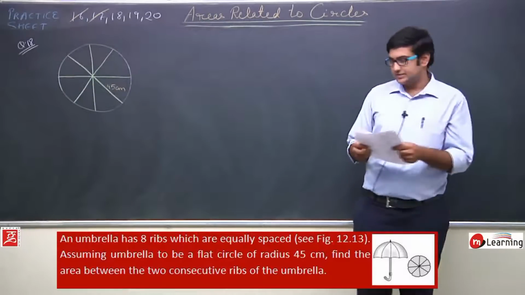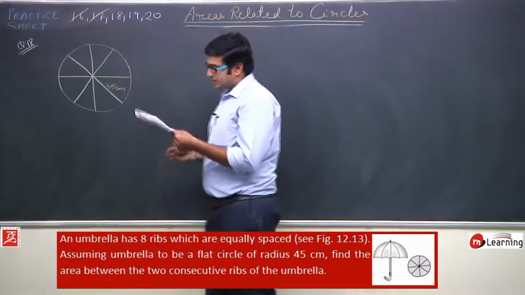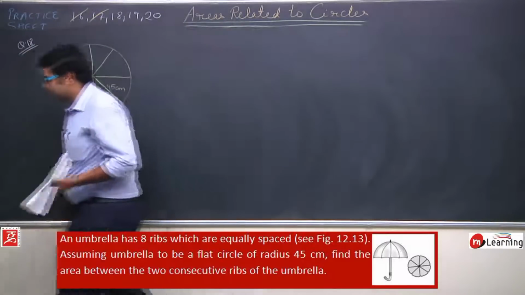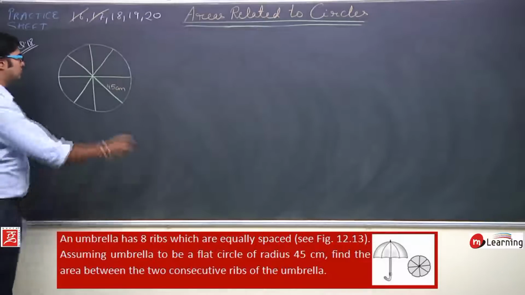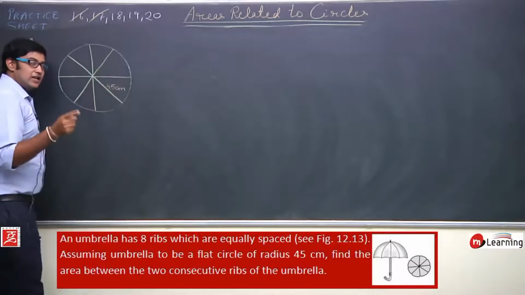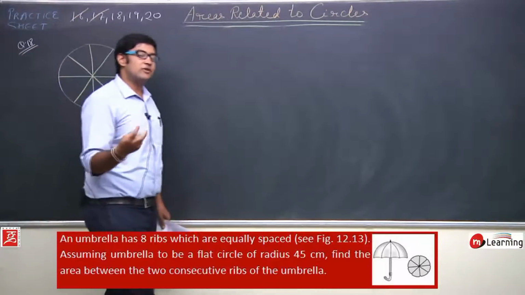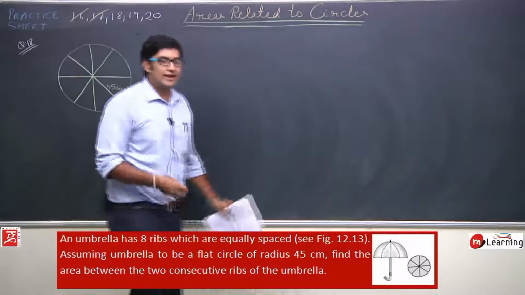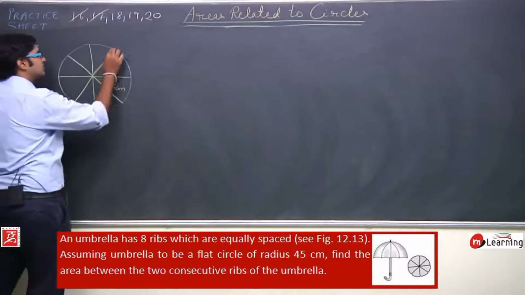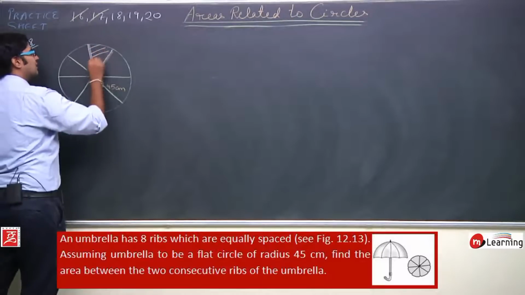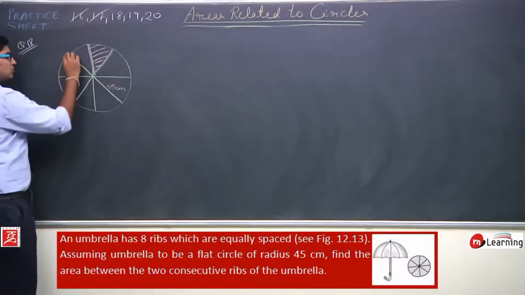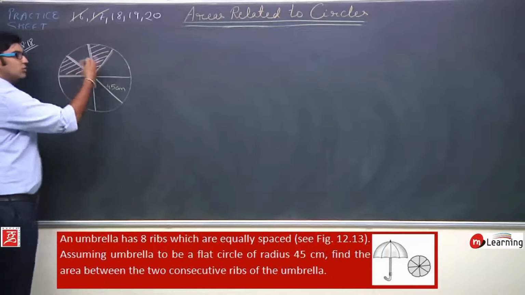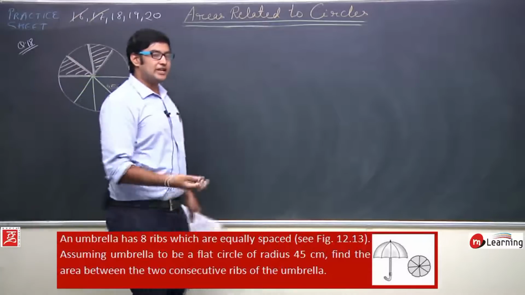Now what it says is I need to calculate the area between 2 ribs. Let us say this is one rib and let us mark any 2 ribs. Since I can say that area between any 2 consecutive ribs will be same. Why? Because all the ribs are equally spaced. So if I calculate the area between these 2 ribs, this much area, then this area will be equal to area between these two ribs also. So both the areas will be equal, or I can calculate any area.